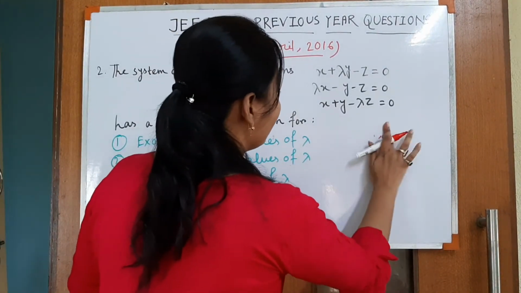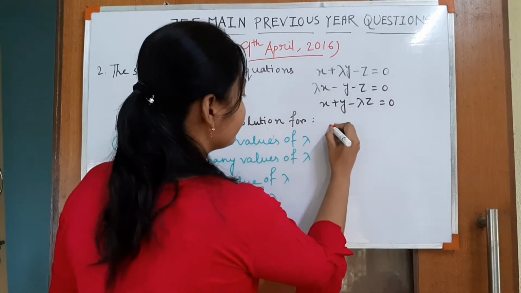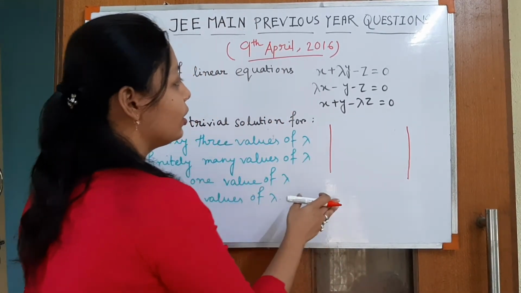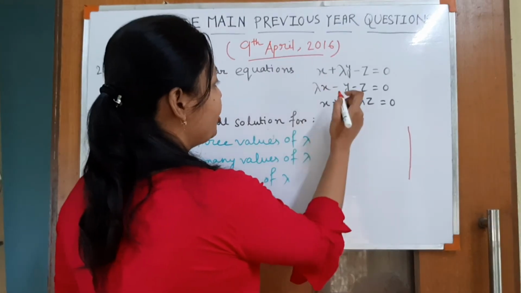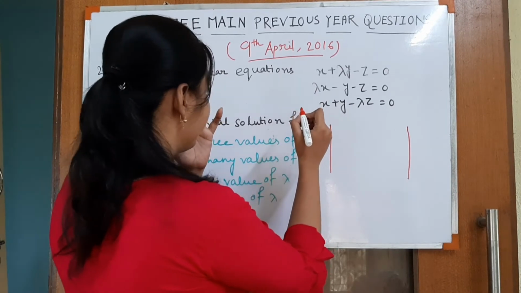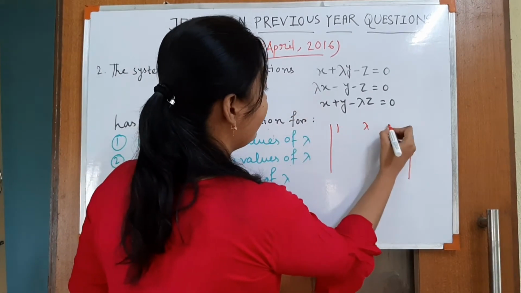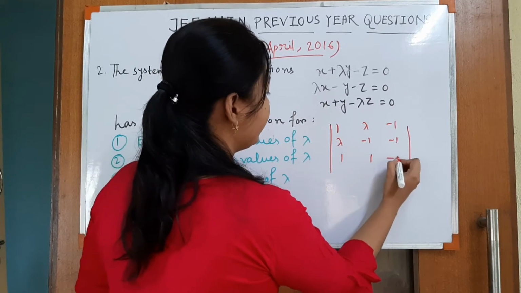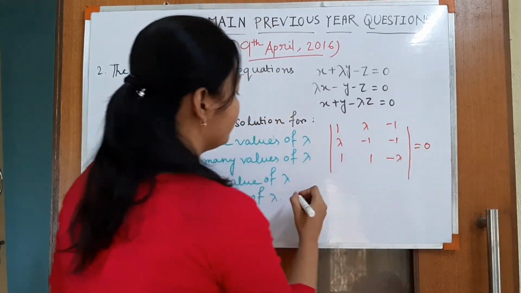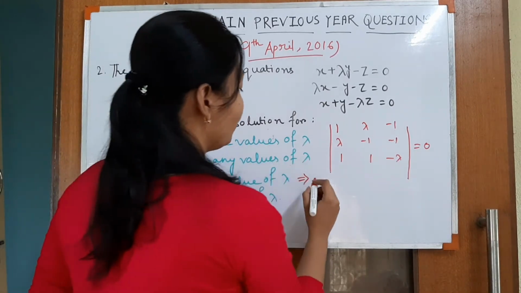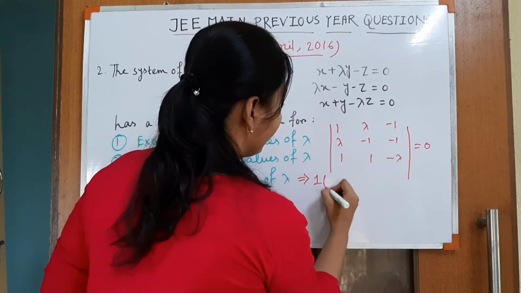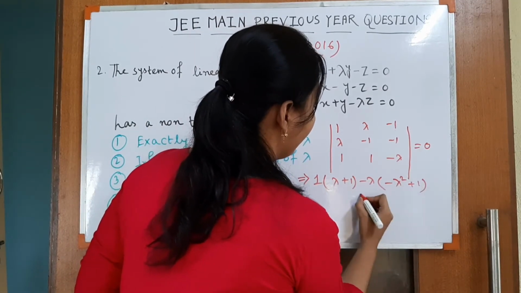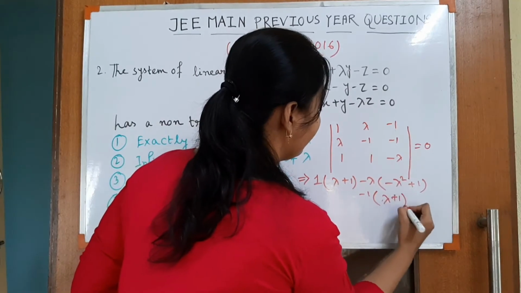now let's find the values of lambda. Here we make this determinant with the coefficients of x, y, z. In the first equation the coefficients of x, y, z are 1, lambda, minus 1, next lambda, minus 1, minus 1 and 1, 1, minus lambda, equal to 0. Now expand this determinant, we get 1 into (lambda plus 1), minus lambda into (square plus 1), and minus 1 into (lambda plus 1) equal to 0.